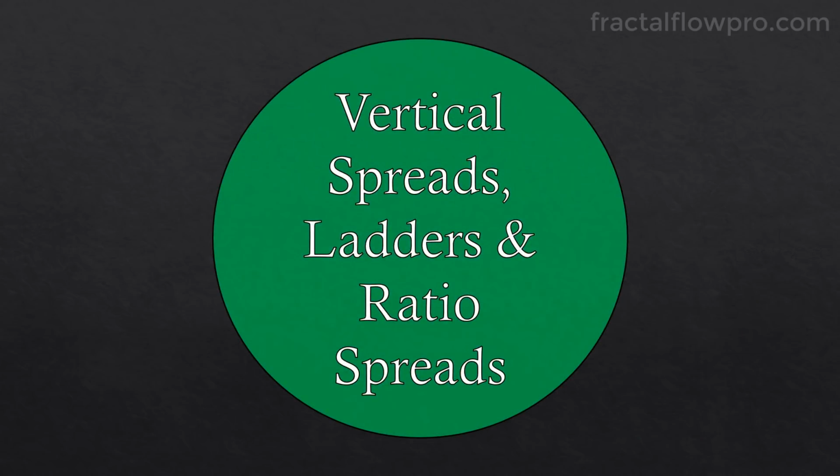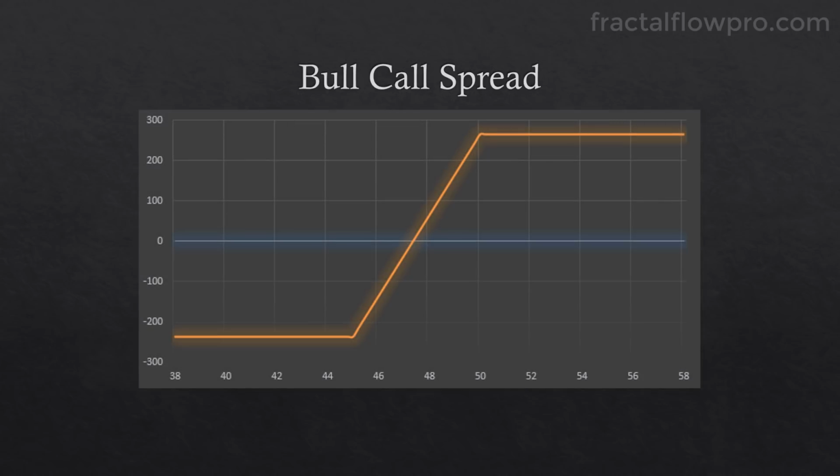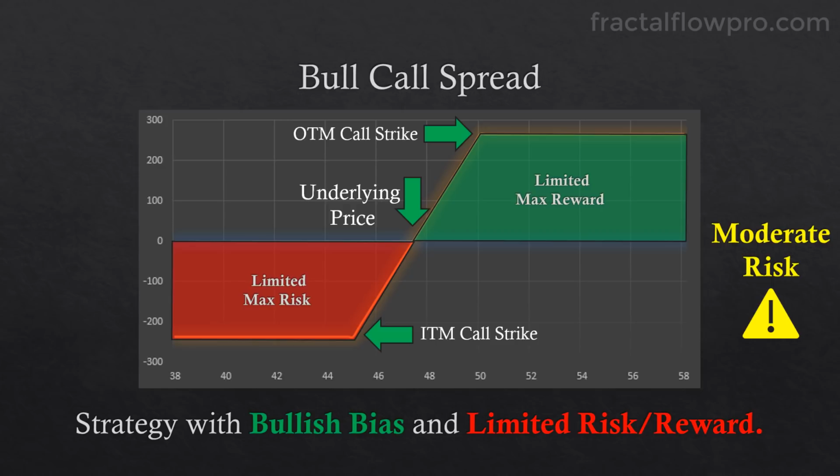The bull call spread strategy consists in buying an X number of in-the-money call option contracts and selling an X number of out-of-the-money call option contracts. If the underlying price rises above the out-of-the-money strike at expiration, the reward reaches its maximum value no matter how much the underlying rises. If the underlying falls below the in-the-money strike, the loss is limited no matter how much the underlying falls below the in-the-money strike.